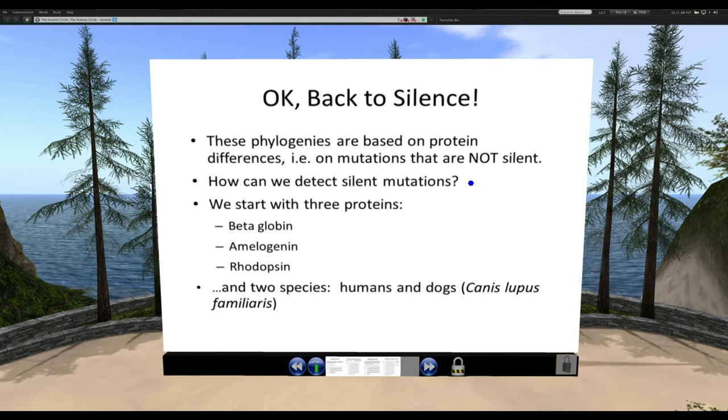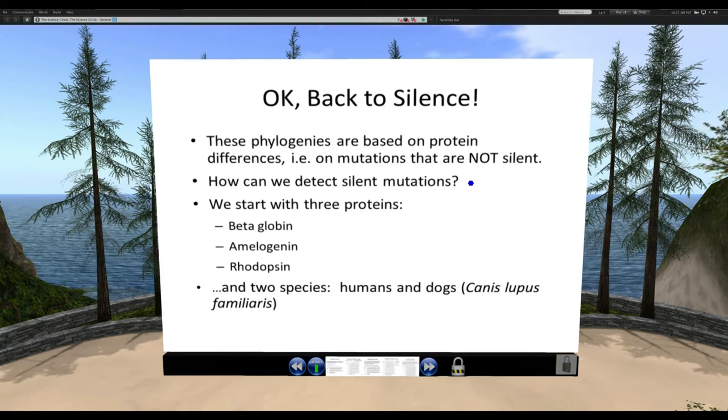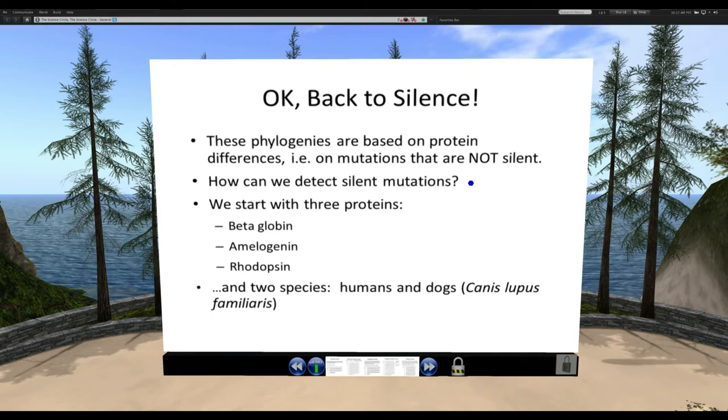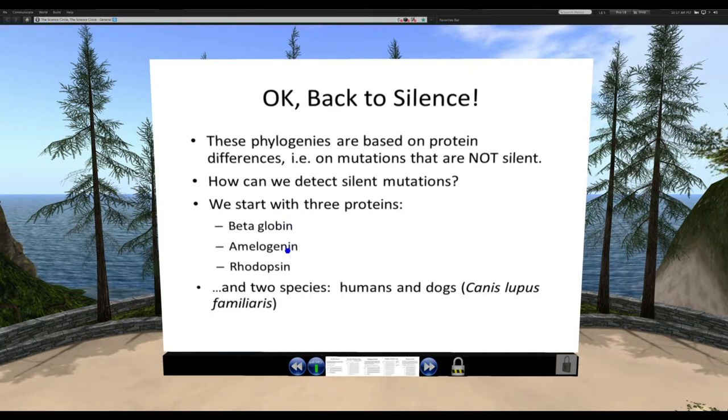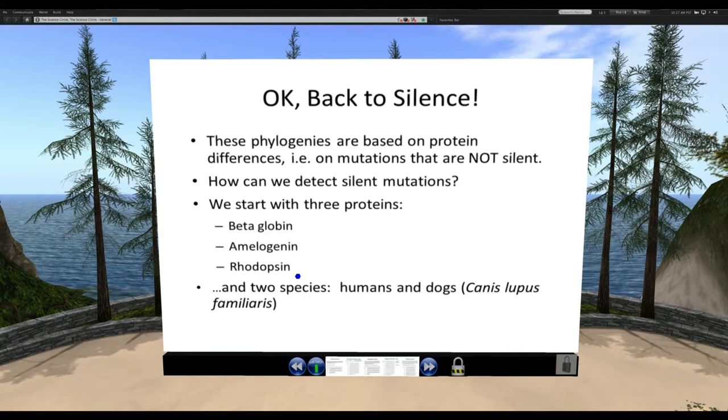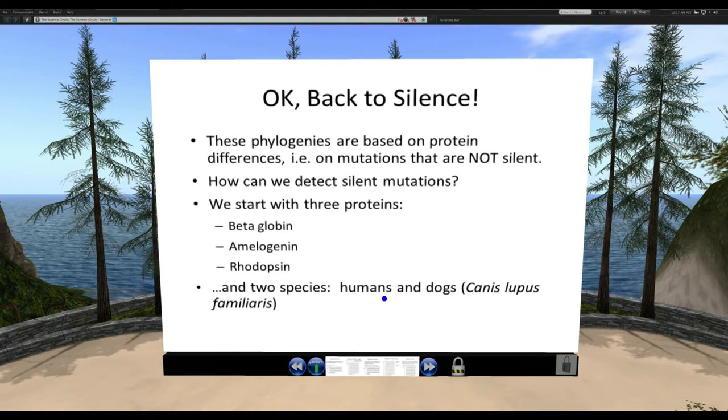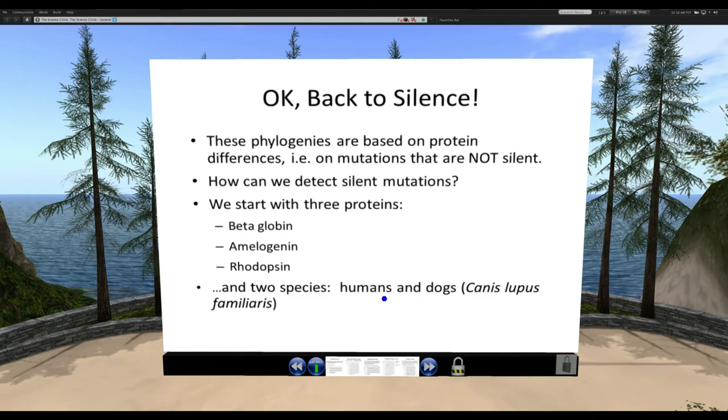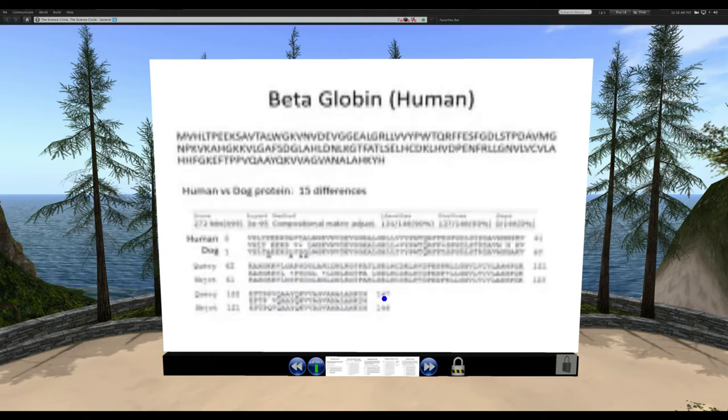So how do you find the differences that don't produce an amino acid change? How do you find the silent mutations? So I'm just going to tell you the story of three proteins: beta globin, amelogenin, and rhodopsin, and how those compare in two rather divergent mammalian species, Canis lupus familiaris, or dogs, and humans. So we'll be looking at these three proteins and their DNAs, and in these two different species, humans and dogs.